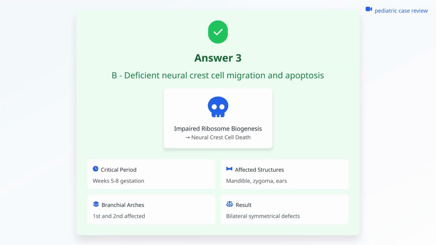Impaired ribosome biogenesis causes increased neural crest cell apoptosis during embryonic development, specifically affecting first and second branchial arch derivatives. This occurs during weeks 5 through 8 of gestation, resulting in characteristic mandibular, zygomatic, and ear hypoplasia. This explains the symmetrical bilateral craniofacial abnormalities.